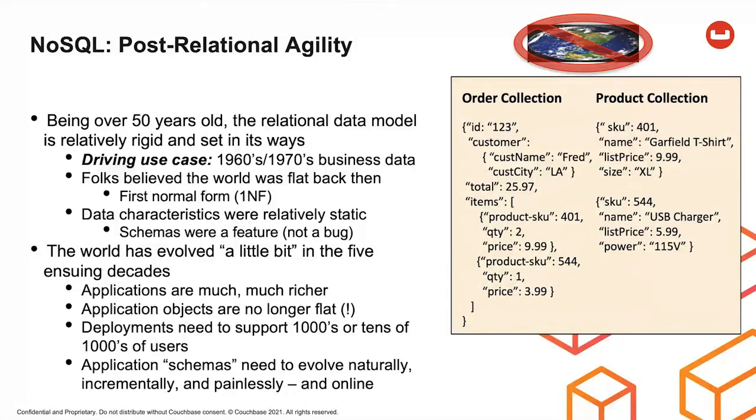The deployments, the applications that people are building today, it's not 50 bank tellers talking to a mainframe. It's the world connected to a web server that needs to support a gazillion users. The application schemas, the requirements, are changing all the time. And you need to be able to add new information about a product and not have to wait for committee approval and bring the site down and make a big change. You need to evolve application schemas naturally, incrementally, and painlessly, and online. It's a 24/7 world. And so these are some of the requirements now for dealing with data in the modern era. We need to deal with this.